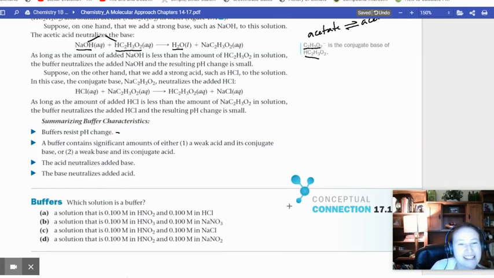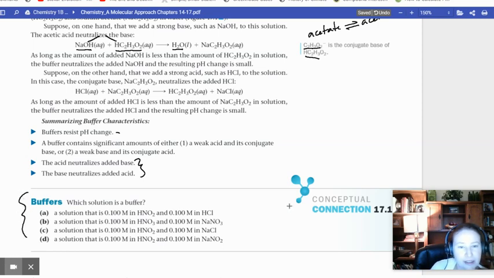A buffer contains a significant amount of weak acid and its conjugate base, or weak base and its conjugate acid. The acid neutralizes any base that's added, and the base would neutralize any acid. So this is the why. When you add to one side, it shifts the other way to help neutralize and resist a change in pH.